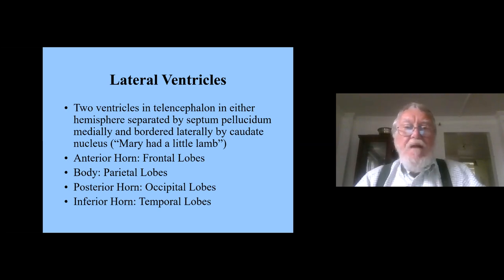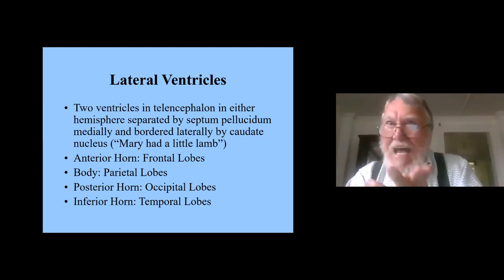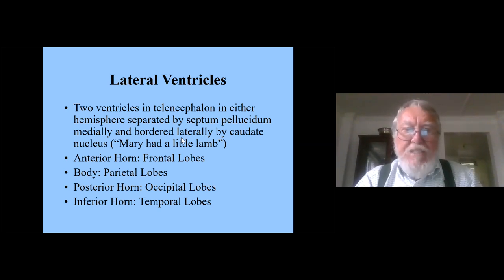So what I'm going to do now is take the four major lobes of the brain that we looked at in the first couple of lectures, the frontal lobe, the parietal lobe, the occipital lobe, and the temporal lobe, and describe both the lateral ventricles and the caudate. So in the frontal lobe, you are in the anterior horn of the lateral ventricle.